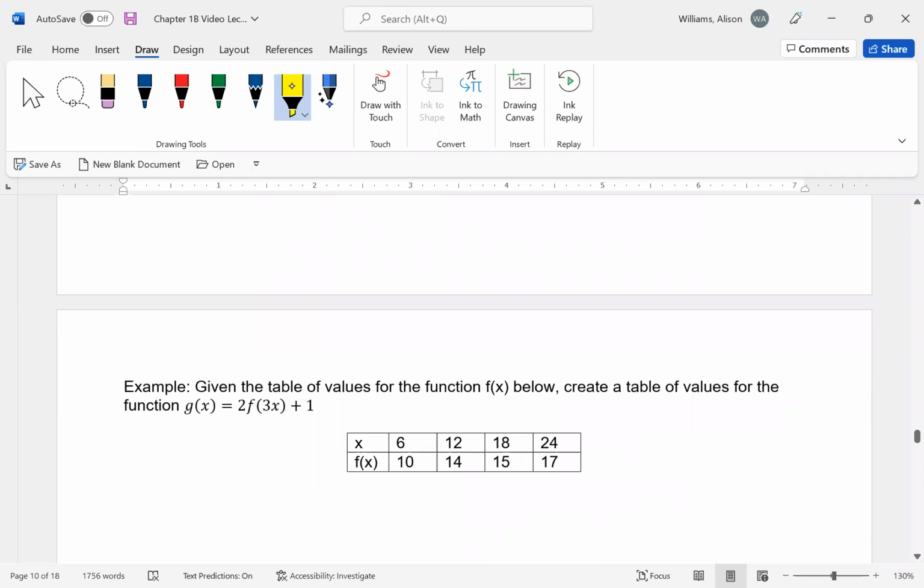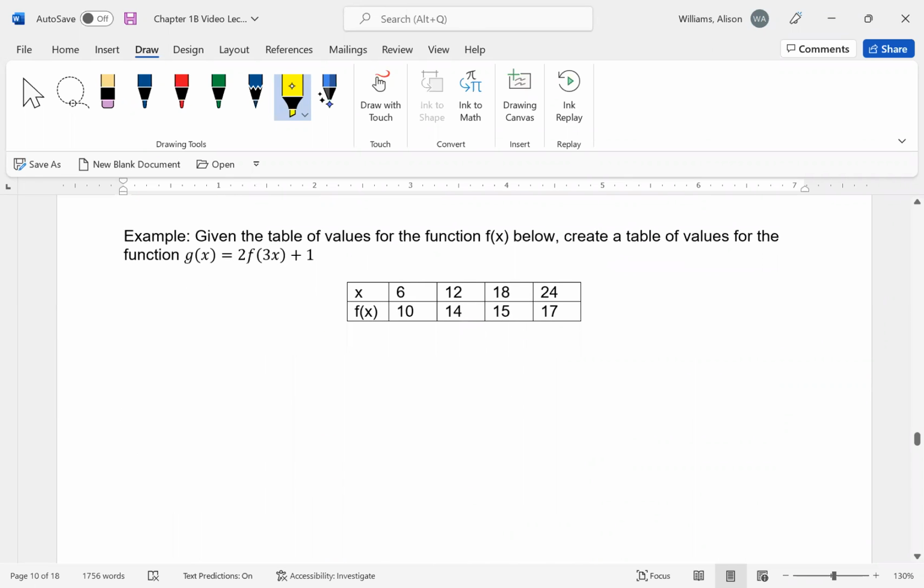All right, let's try an example that does multiple transformations, including some of the ones we just discussed. So for this one, they're asking us to do a horizontal compression of 1/3. That's the 3x. Then a stretch of 2 and a vertical shift of 1. So it's probably going to be smart to do these in phases. So I would start with the 3x.